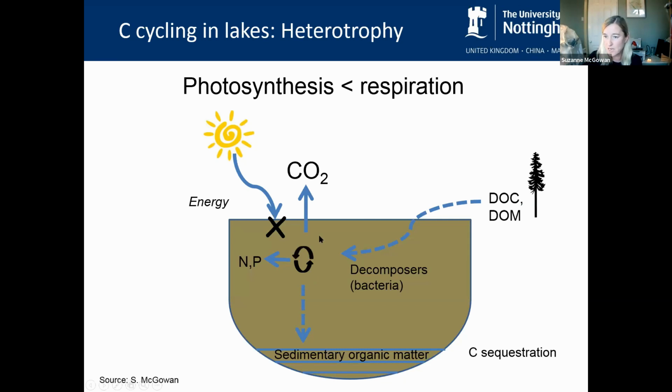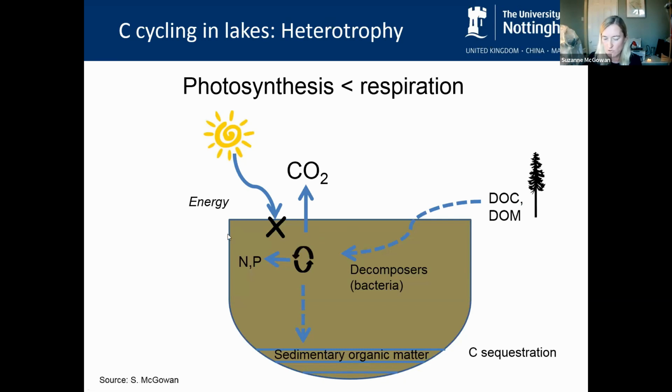They break down the DOM and release inorganic nutrients, and in the process release CO2. So you should have a system that is a net CO2 source. And you've also cut out the ability for photosynthesis because you've got a brown lake, so there's not much light energy around. Now, of course, it's not that simple in real life.